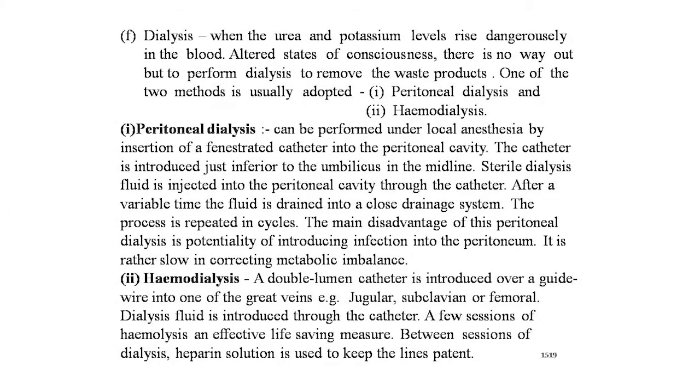Now next point is dialysis. When the urea and potassium levels rise dangerously in the blood and are associated with significant uremic distress symptoms, that is vomiting, muscular twitching and altered states of consciousness, there is no way out but to perform dialysis to remove the waste products from the blood. One of two methods is usually adopted. First is peritoneal dialysis and second is hemodialysis.